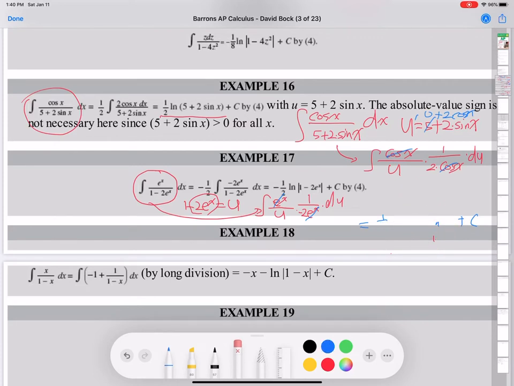And then what is left? That is equal to integral, -1/2 is the coefficient, right? And then integral 1 over u du. -1/2 integral 1 over u du is ln absolute value of u plus c. And then what was u? U was 1 minus 2 e to the x. So this is the final answer.